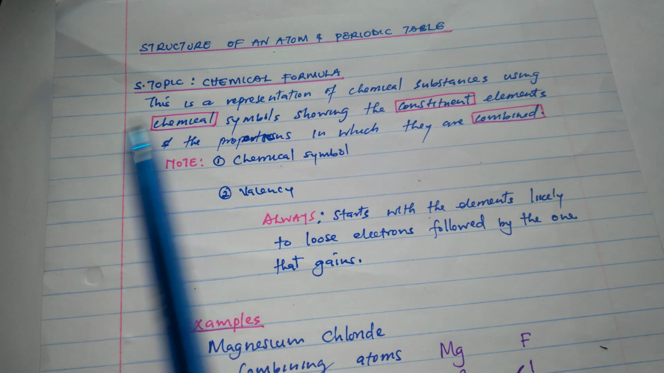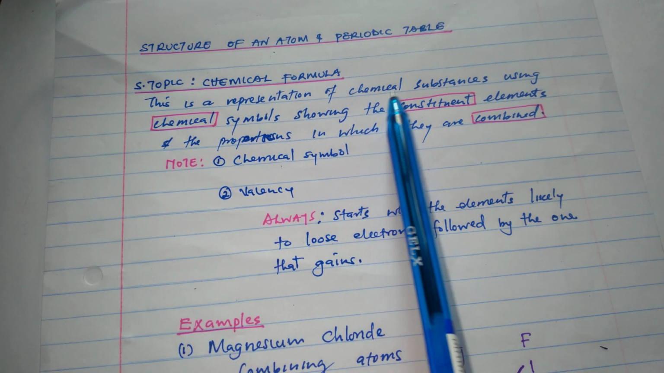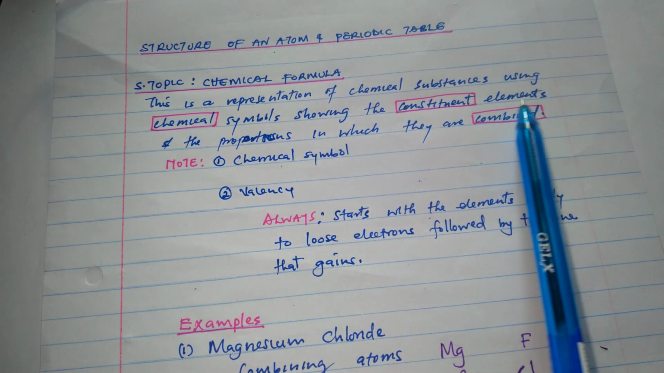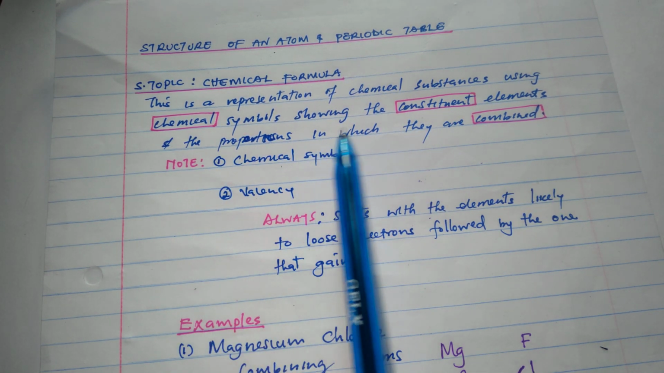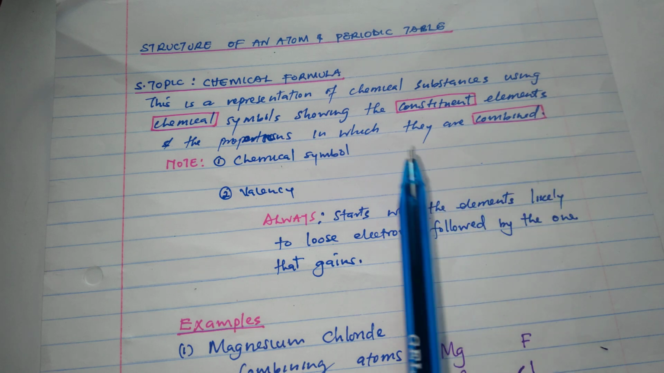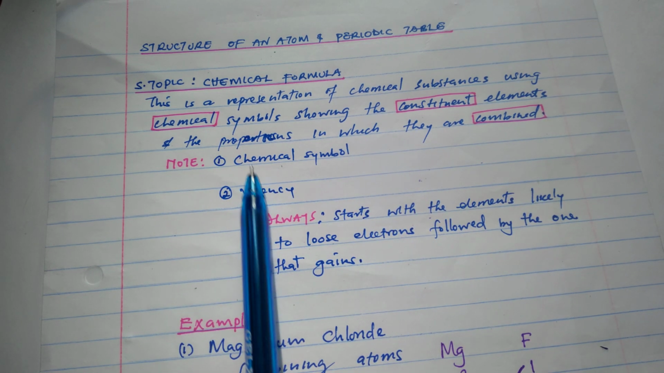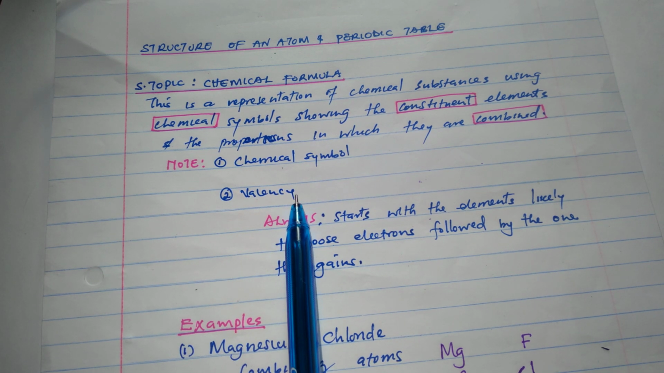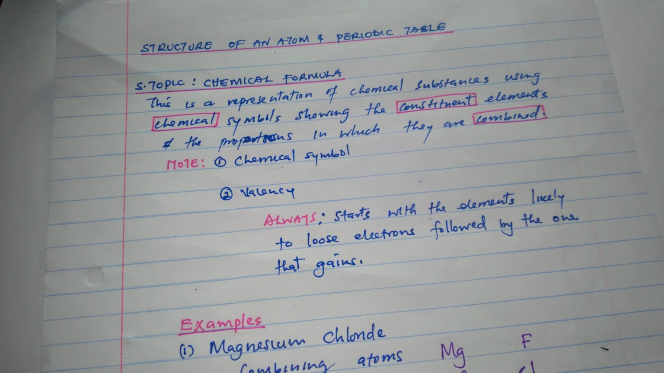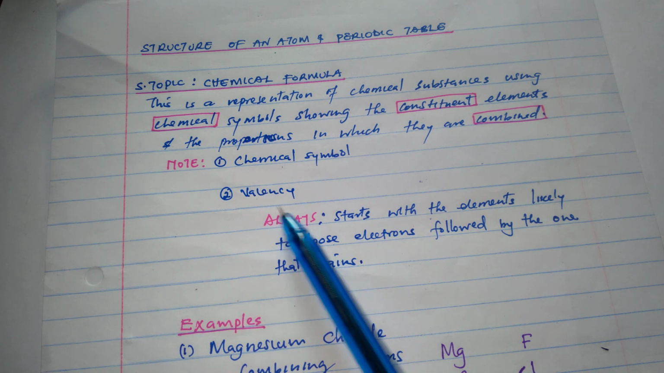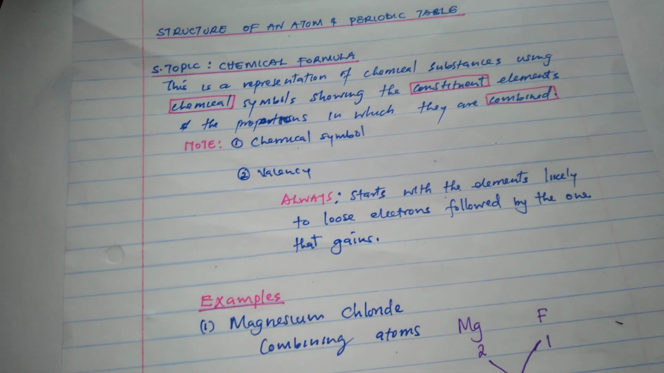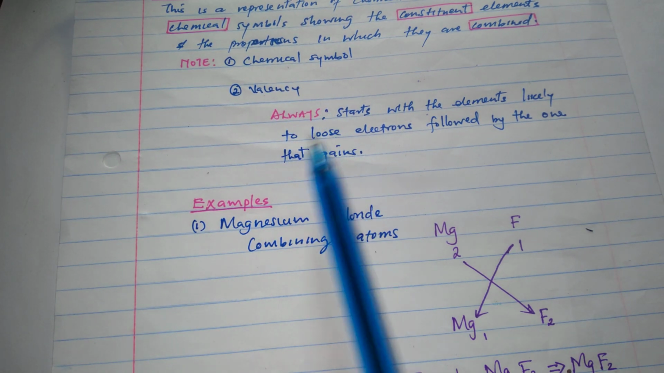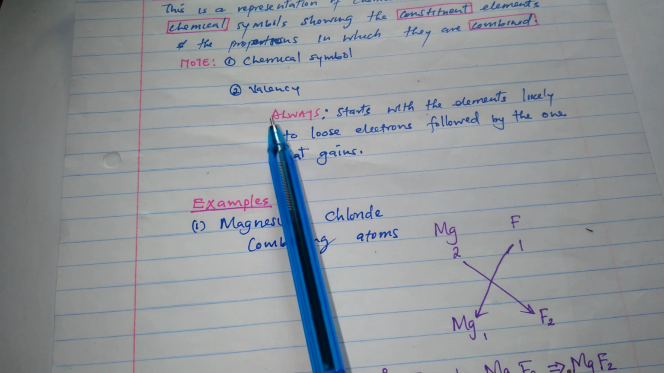Now a chemical formula is just a representation of a chemical substance using chemical symbols, showing the constituent elements and the proportions in which they are combined. One thing you need to note is that one, we will be using chemical symbols, and two, we will be looking at valency. I made a video concerning valencies, and another one on how to capture symbols for the first 20 elements.